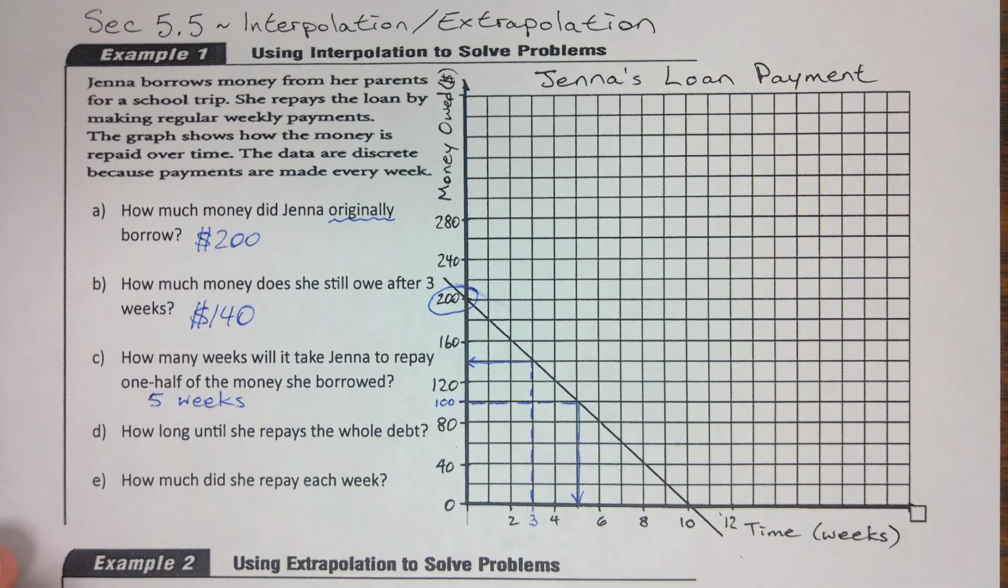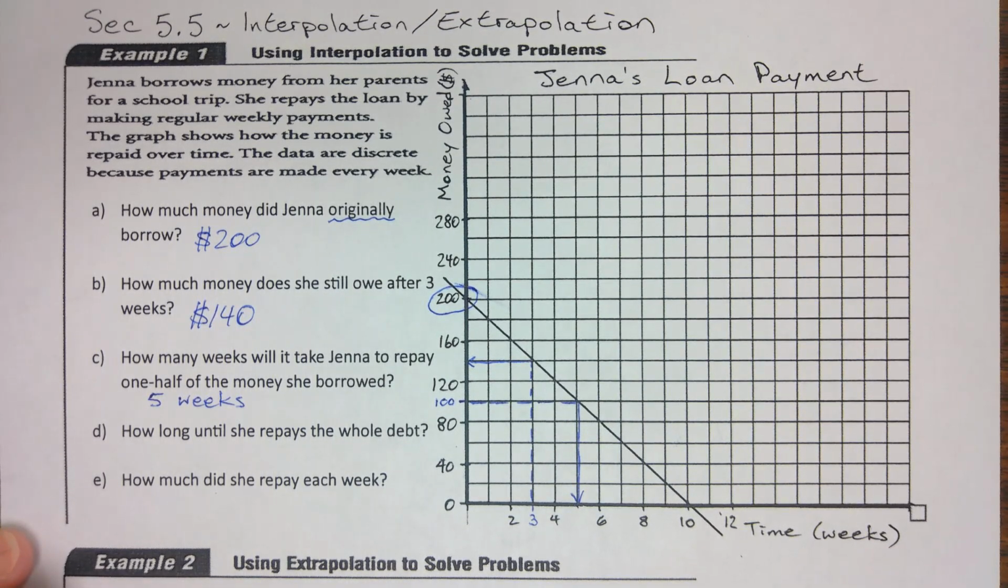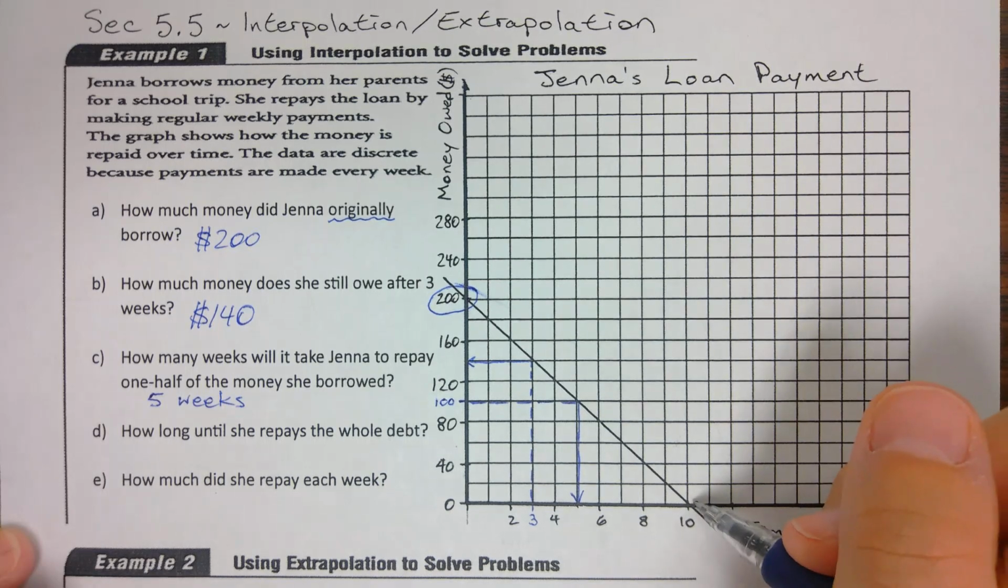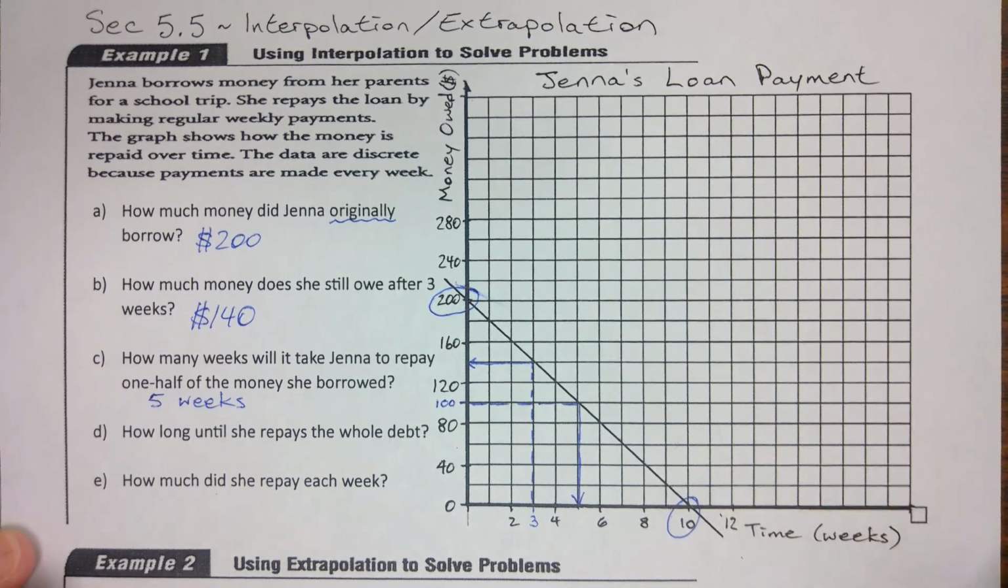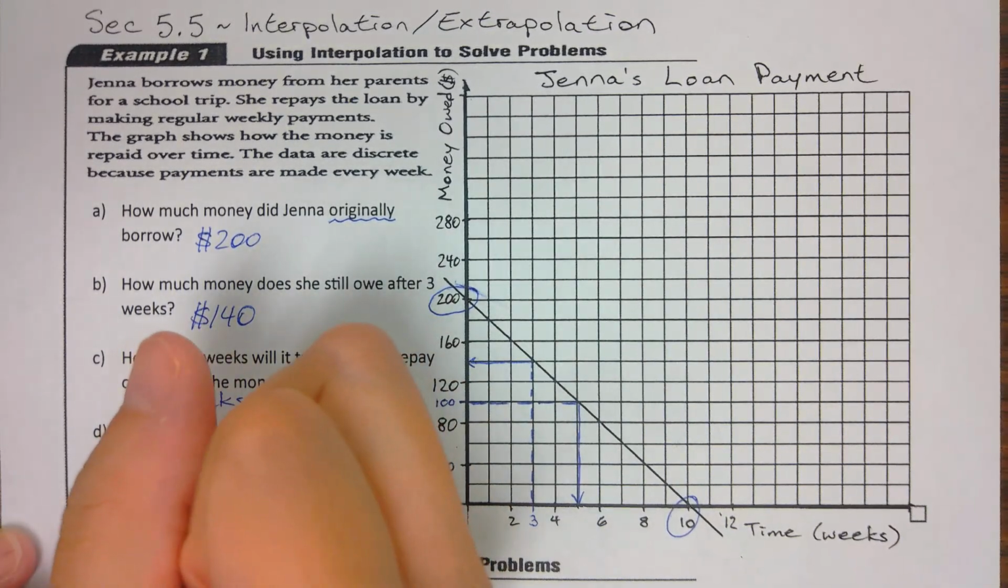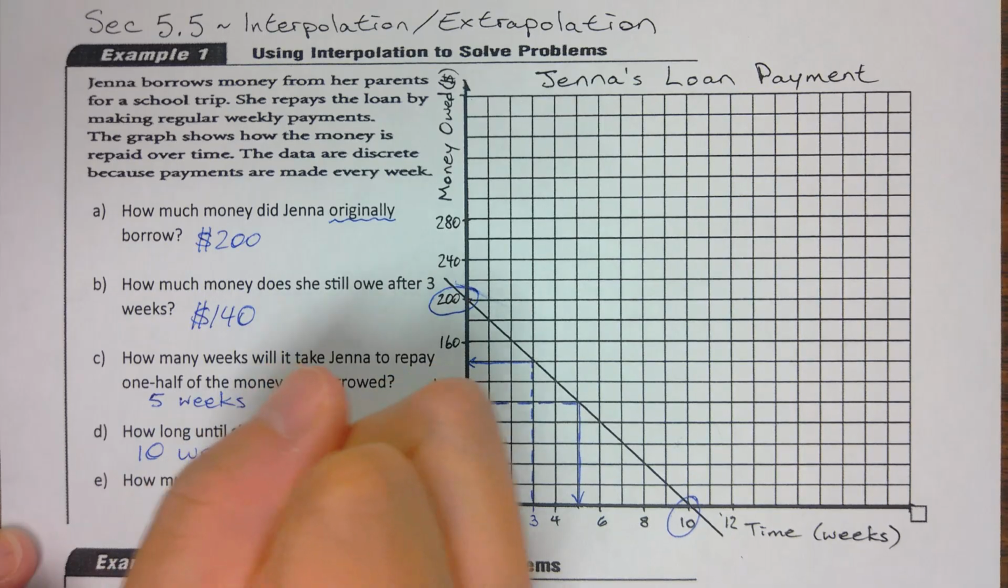How long until she repays the whole debt then? Yep. So the x-intercept is 10, so 10 weeks. Right. So for it to reach $0, it's your x-intercept, which is 10 weeks.